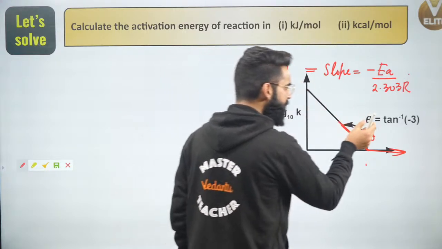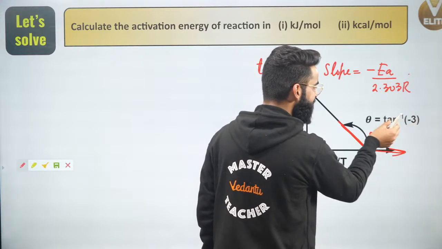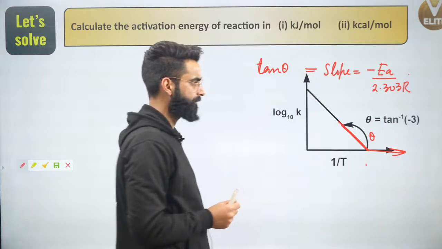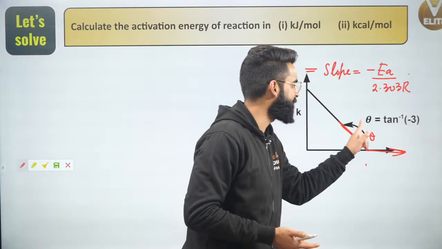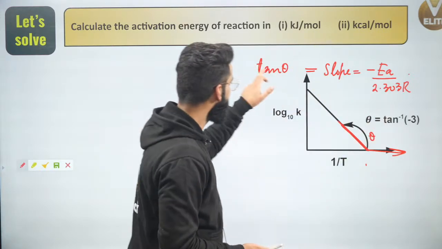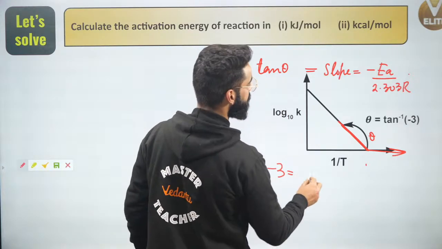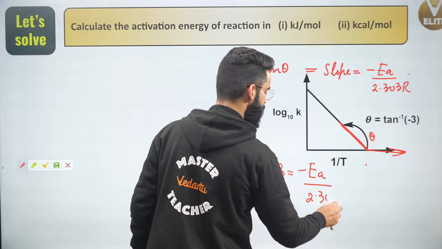So the slope of this curve is equal to tan of theta. It's given in the equation that theta is equal to tan inverse of minus 3. So if I take the tan inverse to this side, tan of theta is equal to minus 3. Or I can just multiply throughout by tan, and tan inverse is gone. Tan of theta is equal to minus 3. Instead of tan theta I simply write minus 3. So minus 3 is equal to minus EA divided by 2.303 R, which I got.